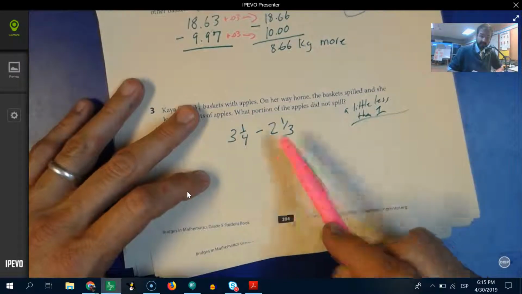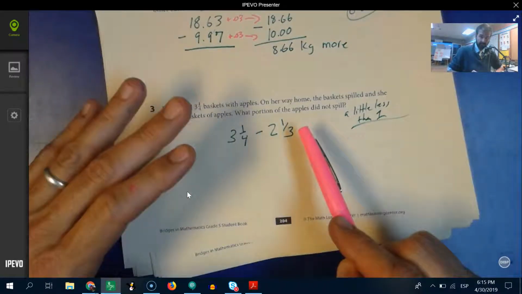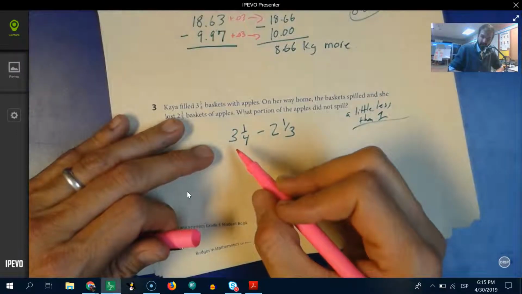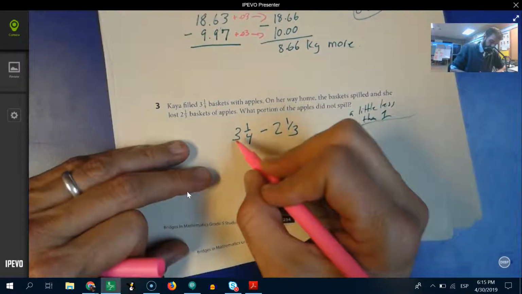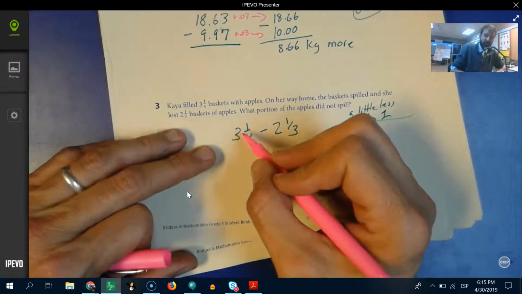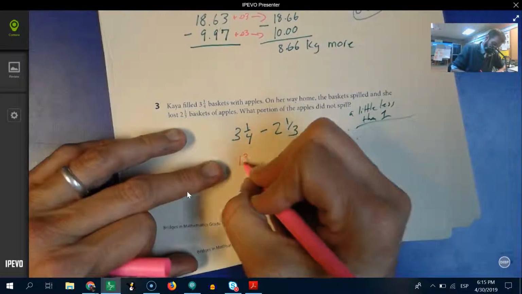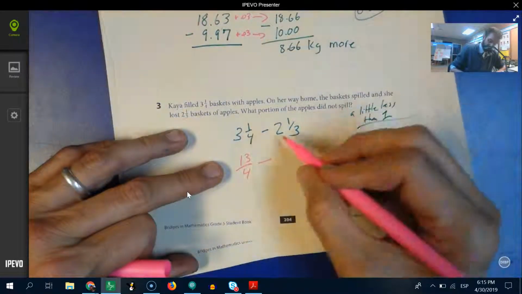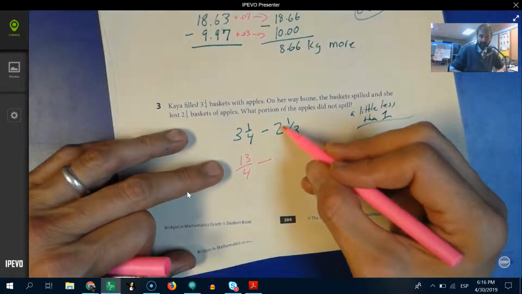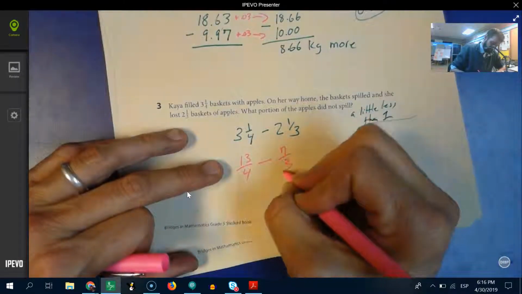I can take a third from a fourth, right? But then I get into kind of negative Nancy stuff. We don't want to do that. So I think I'm going to turn these into improper fractions. I'm looking at fourths, and I know if I have 3 wholes, that's 12 fourths. So if I have 12 fourths here and 1/4 here, I have 13 fourths minus. I can do that same thing with thirds. If I have 2 wholes, that's 6 thirds, and I have 1 more, so that's 7 thirds.